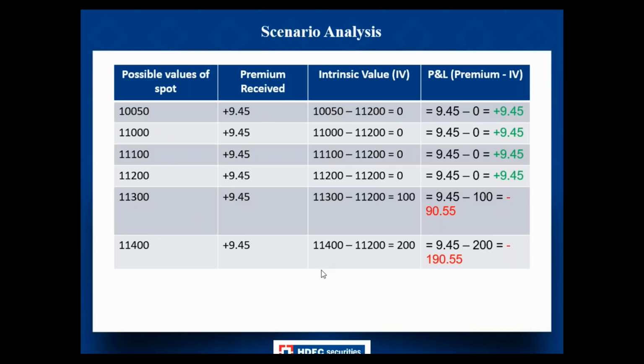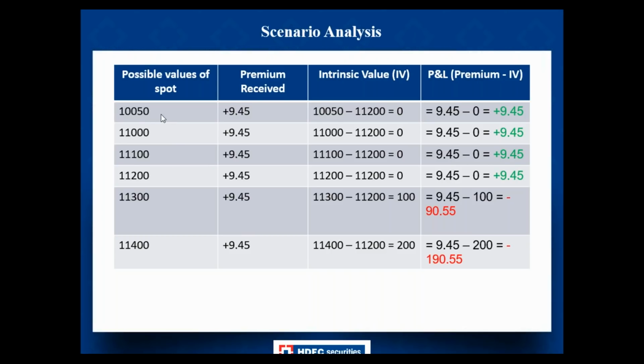Again, you can see the scenario analysis. There are various possible values I've taken to find out what my profit or loss would be at all times. Let us remember, since this is options writing, I am receiving the premium. Hence, for all possible values of the spot, I will consider the premium that I've received as a positive for me, because I'm receiving that premium. Right, so the first would be 10,050.